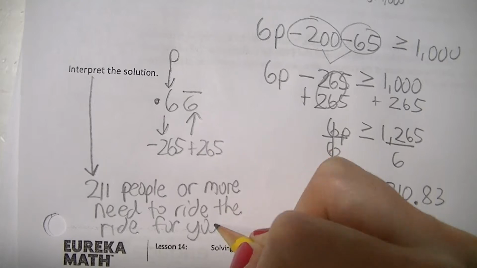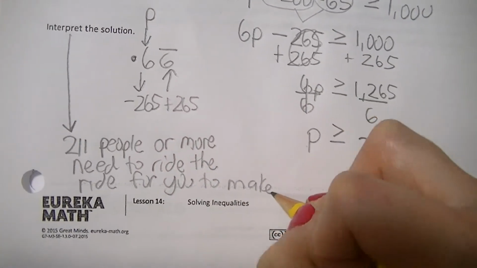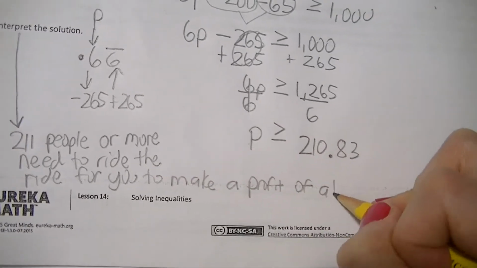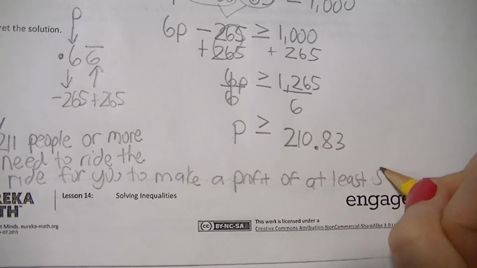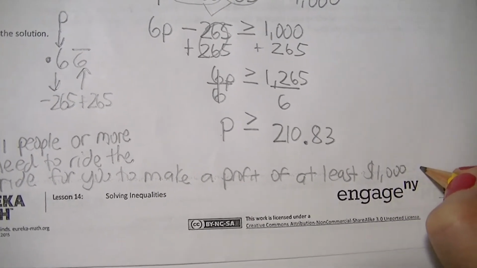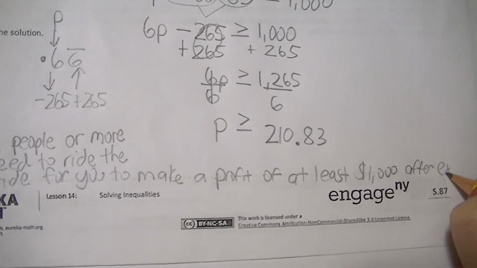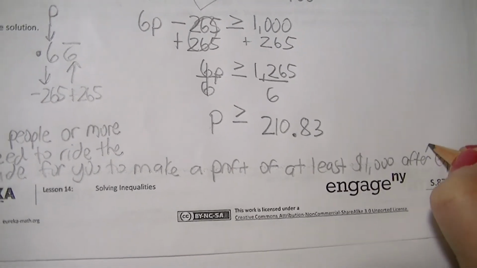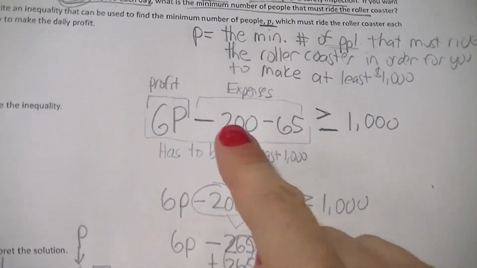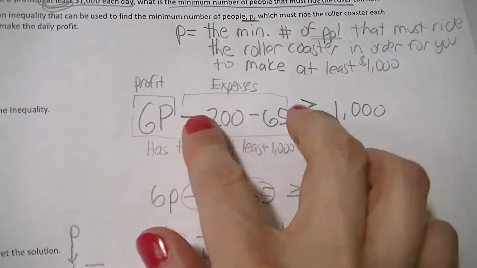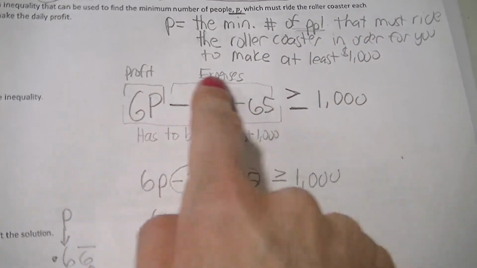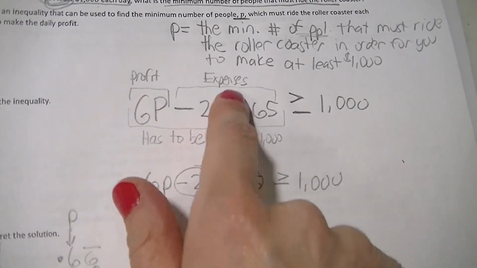for you to make a profit of at least $1,000 after paying expenses. So 211 people need to ride that ride, and then you pay those expenses off, and that will give you a profit of $1,000 or more.